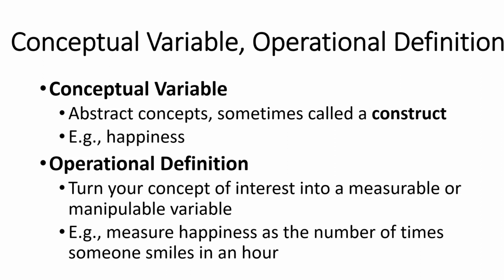So we can turn our concept of interest into a measurable or manipulable variable. So if you want to look at happiness as your conceptual variable, your operational definition would be to measure happiness as the number of times someone smiles in an hour. So you're telling someone who's looking at your research how you have defined the thing that you're trying to measure. So how are you going to measure happiness? By recording the number of times someone smiles in an hour.